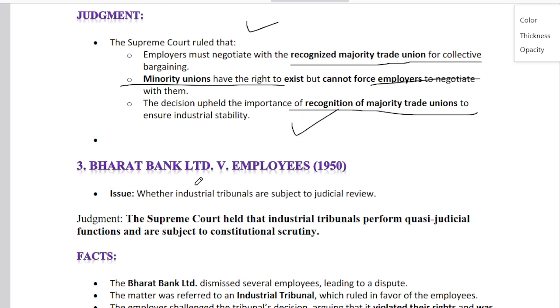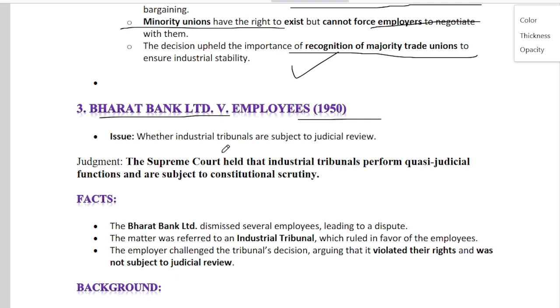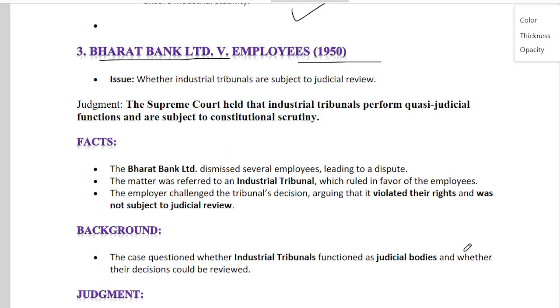The next case is Bharat Bank Limited versus Employees, 1950. In this case, the issue was whether industrial tribunals are subject to judicial review. The facts: Bharat Bank dismissed several employees, leading to a dispute. The matter was referred to the industrial tribunal, which ruled in favor of the employees. The employer challenged the tribunal's decision, arguing it violated their rights and was not subject to judicial review.